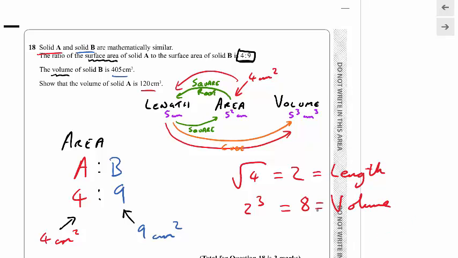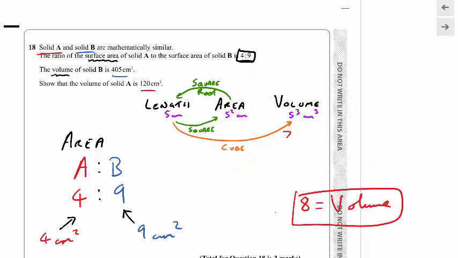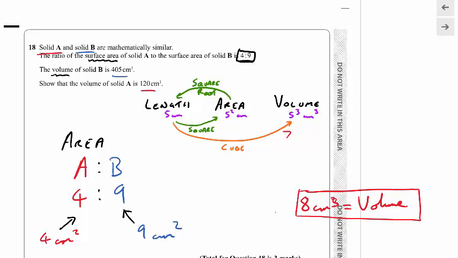Okay, so I know that my volume of solid A was 8. I should really write 8 centimetres squared there, shouldn't I? So 8 centimetres squared. Sorry, I meant centimetres cubed. So this is 8 centimetres cubed. Okay, so that's the volume of solid A.